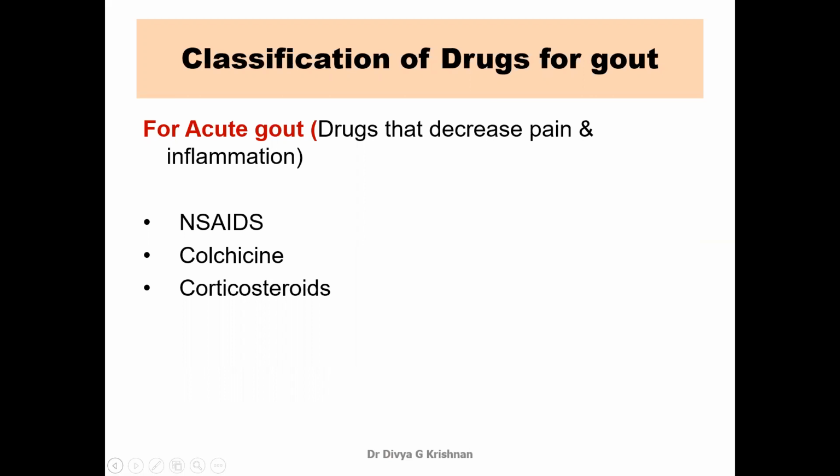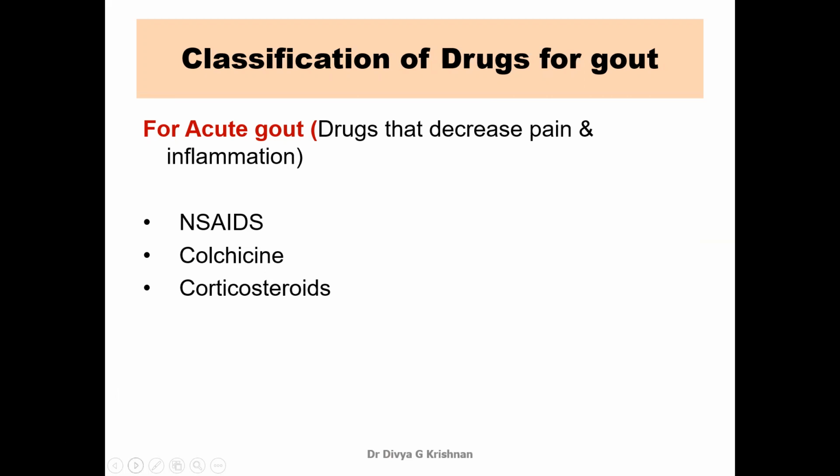These drugs do not decrease the progression of the disease. That is, they are not involved in decreasing the synthesis of uric acid or increasing the excretion of uric acid. So they are mainly concerned with the symptomatic management of gout. These include NSAIDs, that is non-steroidal anti-inflammatory drugs, colchicine, and corticosteroids.